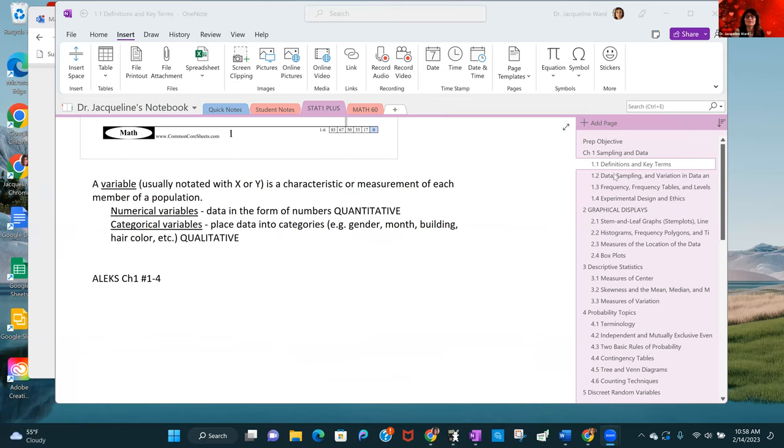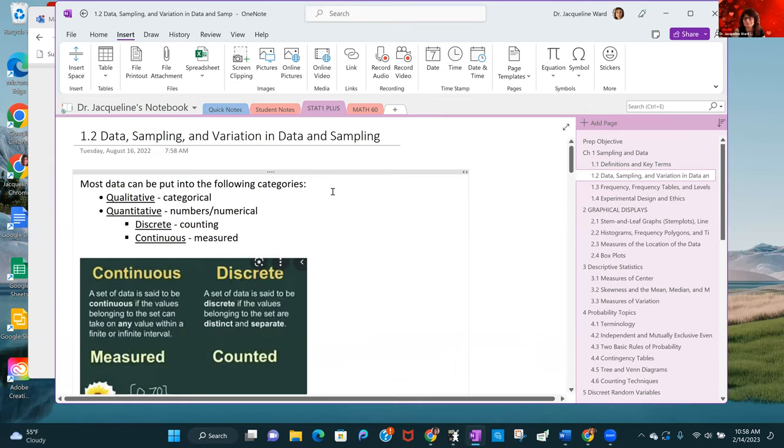Good. So let's look at 1.2. This is on data sampling and variation in data and sampling. So most data can be put into these categories, the qualitative or categorical, the quantitative or numerical. Now, for the numerical, when you're dealing with numbers, those numbers could be discrete or continuous.